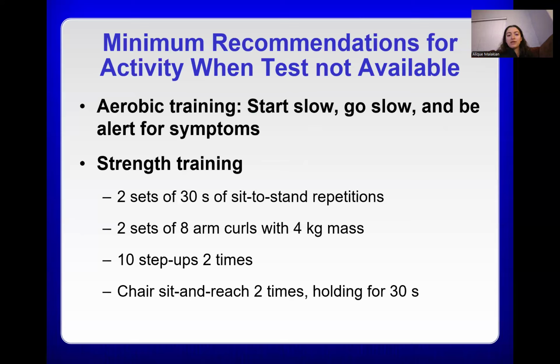Okay, minimum recommendations for activity when a test is not available. So again, aerobic training, this is the key. You have to start slow, go slow, don't progress too quickly, and be alert for any symptoms. For strength training, 2 sets of 30 seconds of sit to stand repetitions, 2 sets of 8 arm curls with 4 kilogram mass, 10 step ups 2 times, and chair sit and reach 2 times holding for 30 seconds.